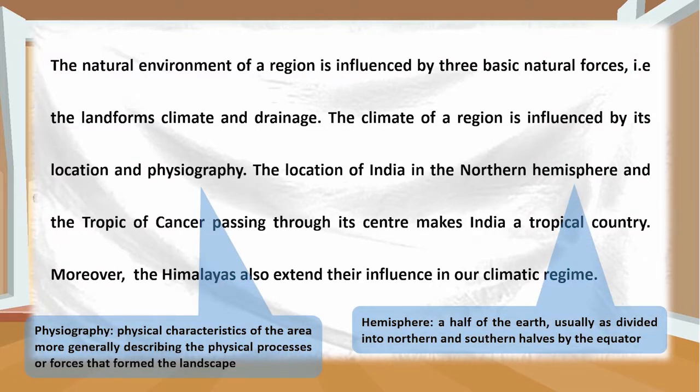India is known as a tropical country on the basis of its location. It is located in the northern hemisphere and the Tropic of Cancer passes through it. The Himalayas are also responsible for the climate changes in the country.